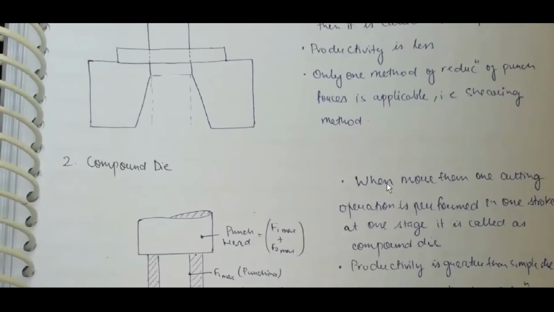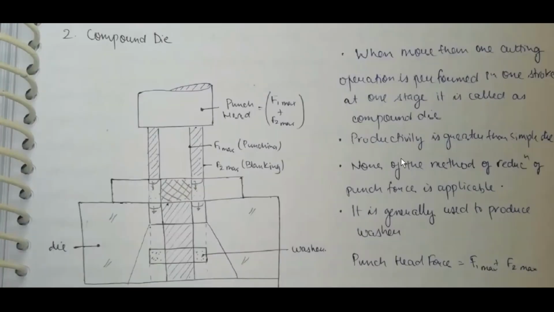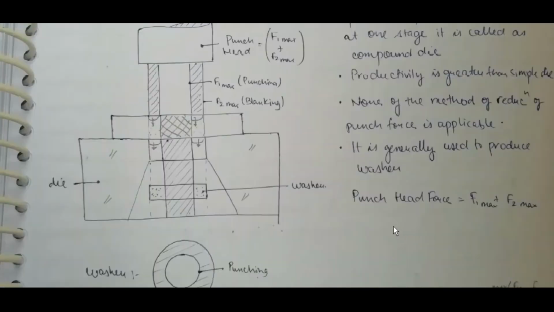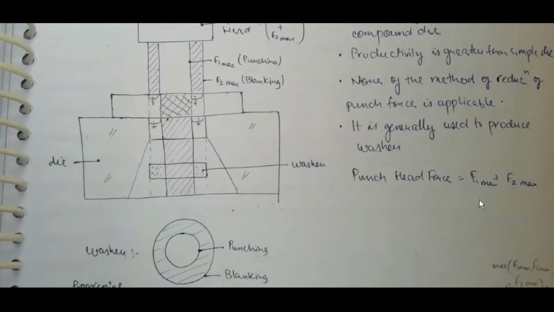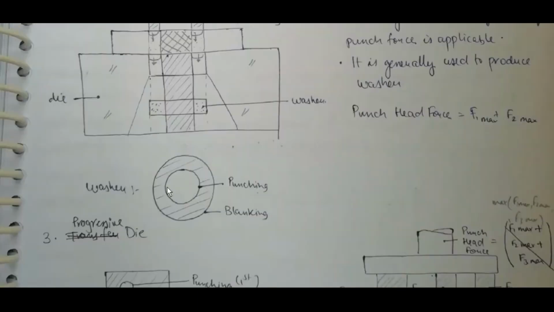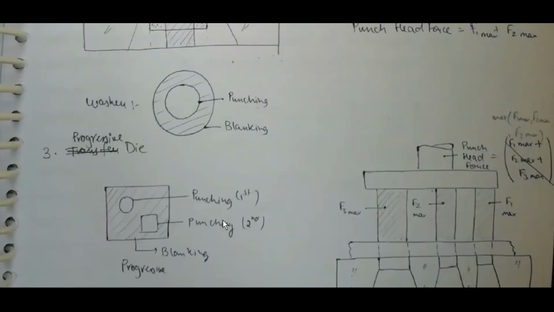Compound die: when more than one cutting operation is performed in one stroke at one stage, it is called a compound die. The productivity of a compound die is greater than a simple die. None of the methods of reduction of punch force is applicable. It is generally used to produce a washer. Punch head force is equal to F1 max plus F2 max. In washer punching, inside it is punching, outside it is blanking.